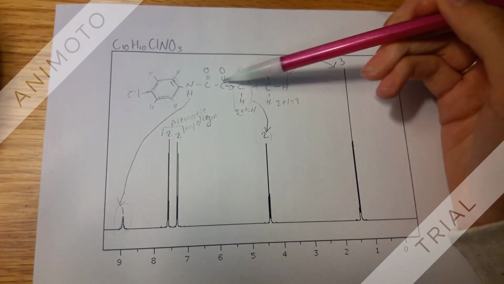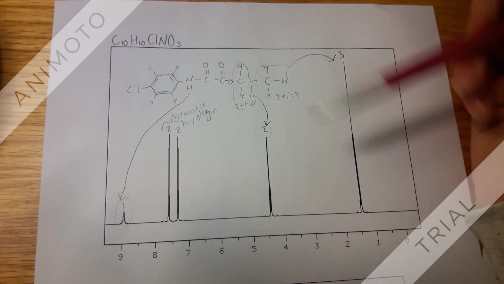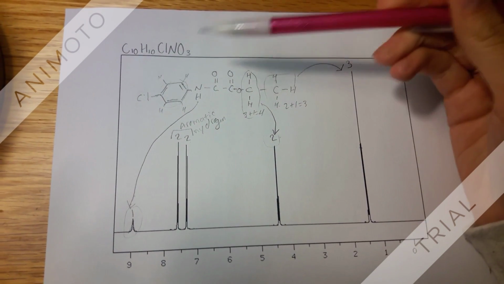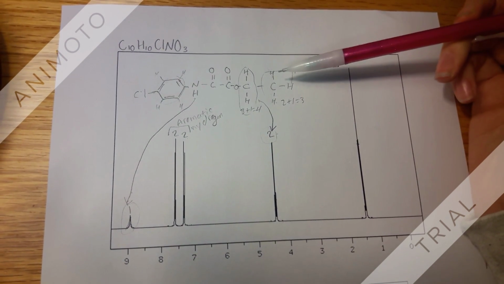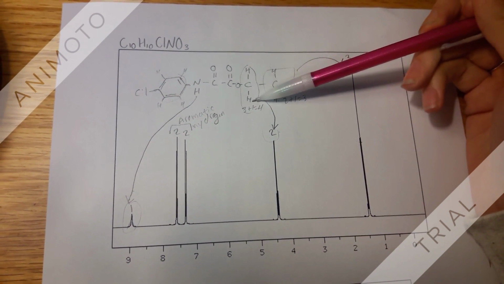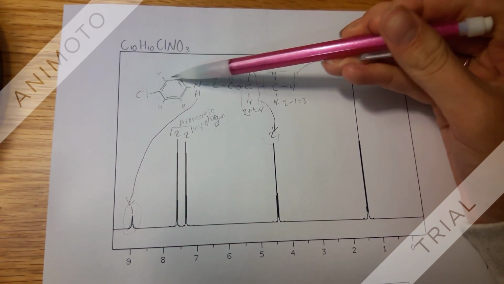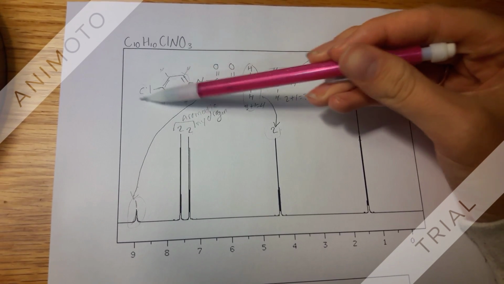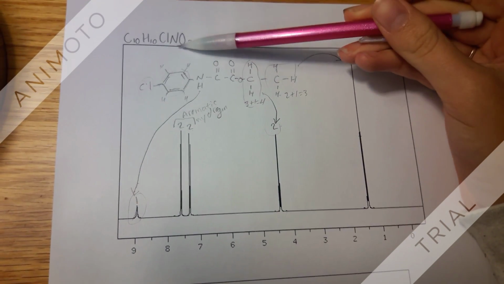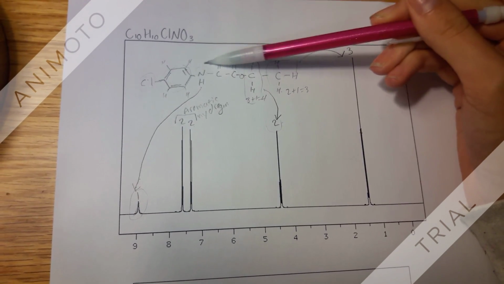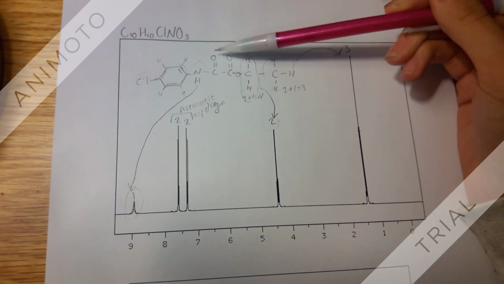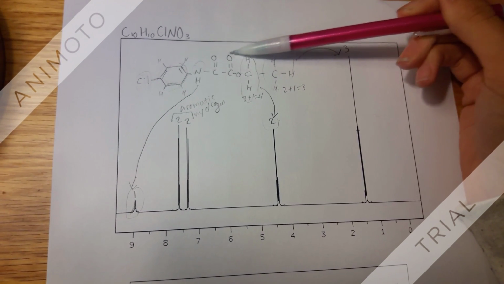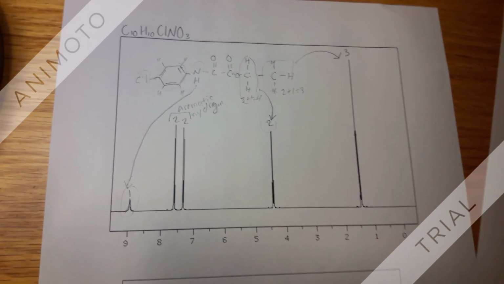There's 6, 7, 8, 9, 10 carbons. We also have 10 hydrogens, and so there's 1, 2, 3, 4, 5, 6, 7, 8, 9, 10. There's 1 chlorine, which is accounted for right here, 1 nitrogen, which is accounted for right here, and 3 oxygen, which they're right here, 1, 2, and 3 right here.